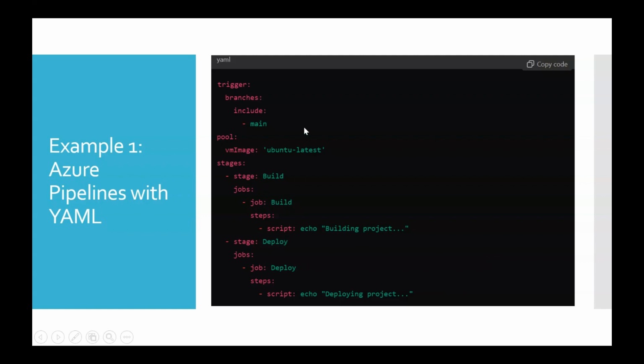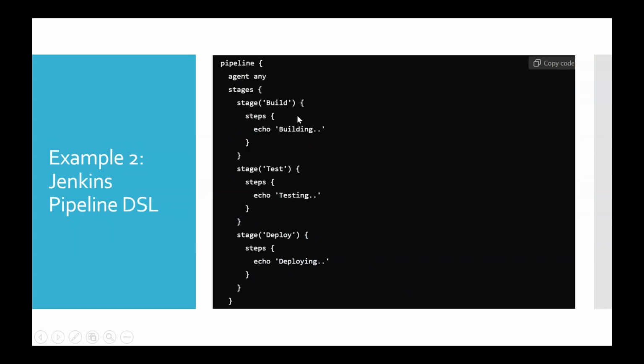Okay, this is just the simple pipeline. I have explained multiple complex pipelines as well in my previous videos. You can go and watch them. This is another example of pipeline as code in Jenkins with pipeline DSL.